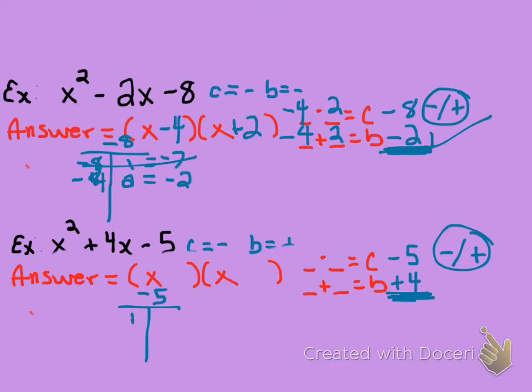So start off with 1. And so that would be negative 1, then plus 5. Those add together to give me a positive 4. Look, that one was easy. I got it on the first try. So my two numbers are negative 1 and 5. So my two factors are x minus 1, x plus 5. And that's how you do these over and over again.